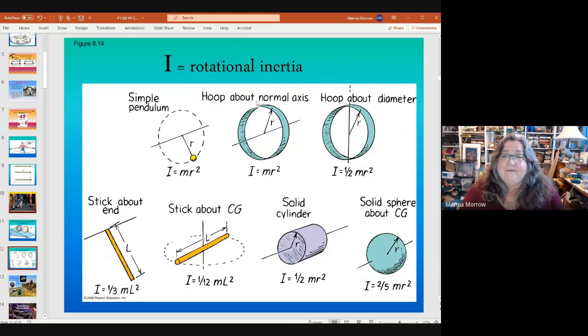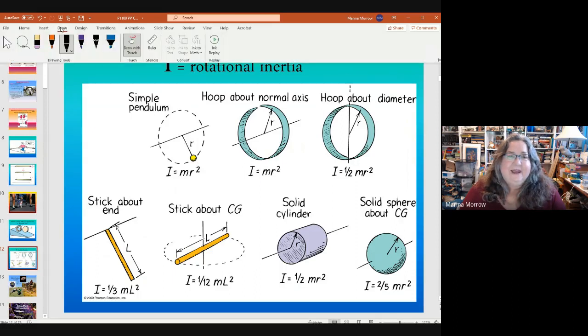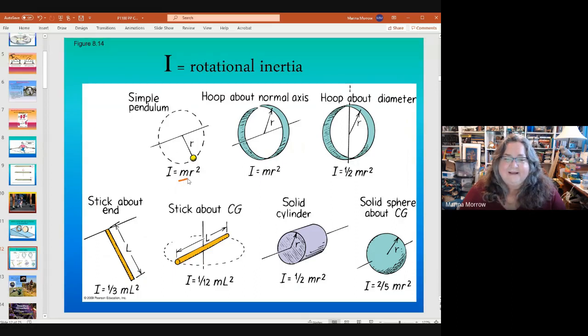Now, mathematically, I is what we can measure as the rotational inertia. And you can calculate what it is for various objects. So hoops and balls just circling around, that one's simple. That's just I equals mr squared. So it depends on the mass and it depends on the radius. A hoop is the same one because all the mass is at the same radius, right? All the mass is out here at the distance r.